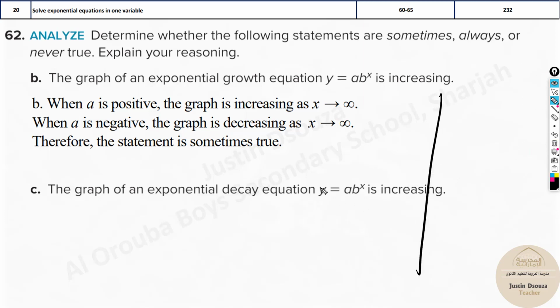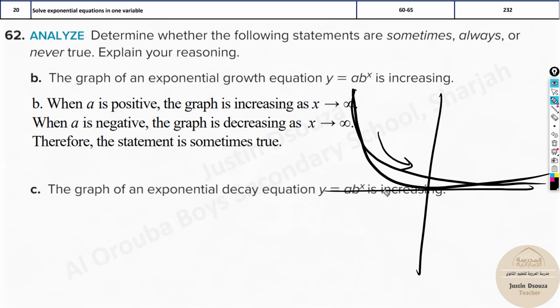Because now over here, when it's a decay, it will be like this, right? It will not touch. It will be exactly like this. It's going down, down, down. It will almost touch here. This is a decay function. This is decreasing. It's not increasing. But if A value is negative, it's minus 0.5 to the power x, then what happens?